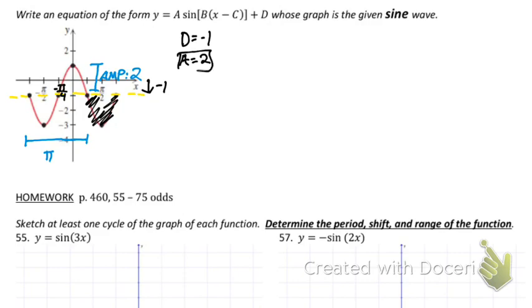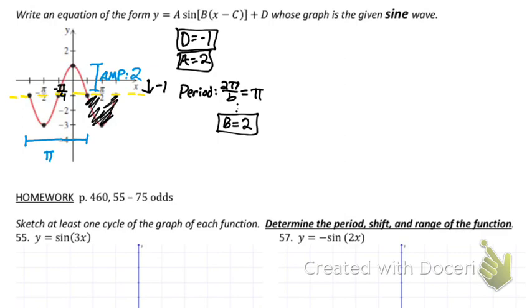So we have our A value. We have our D value. We're going to use the period and the fact that period equals 2 pi over B to say, well, 2 pi over B gets me my B. The actual period is pi units, so I just need to solve that, and I'll get my B value out. If you solve that, you're just going to get B equals 2. That is my B value.